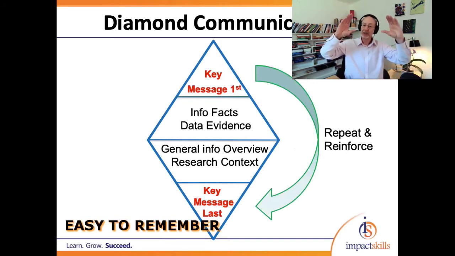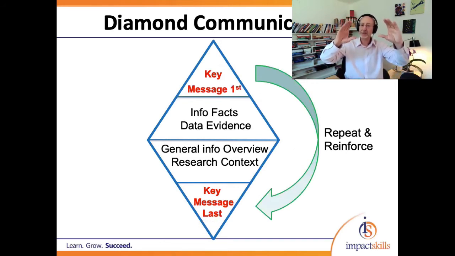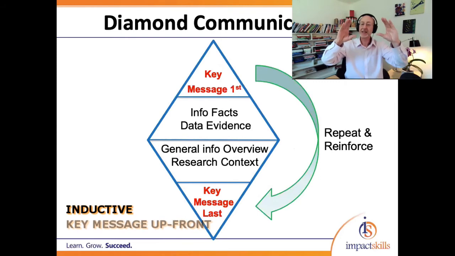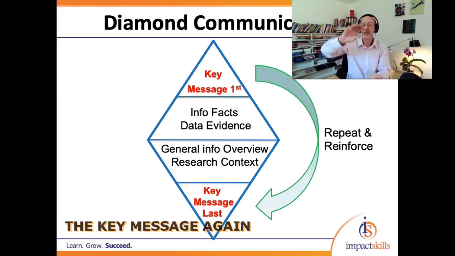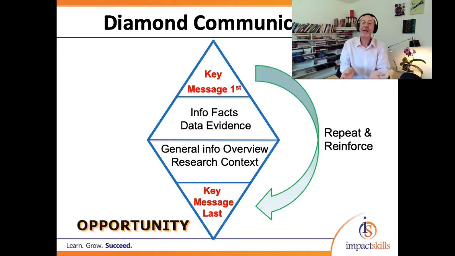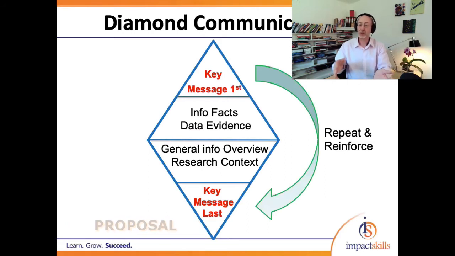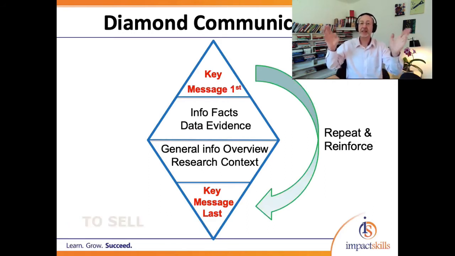So you've got the same as before. Remember the inductive methodology, where you've got key message up front, then the information and fact and evidence, then the general information, the overview and the context, and then of course at the end, the key message again. So as you see from the green arrow, you have the opportunity to repeat or reinforce your recommendation, your proposal, whatever you're trying to, in inverted commas, sell them.